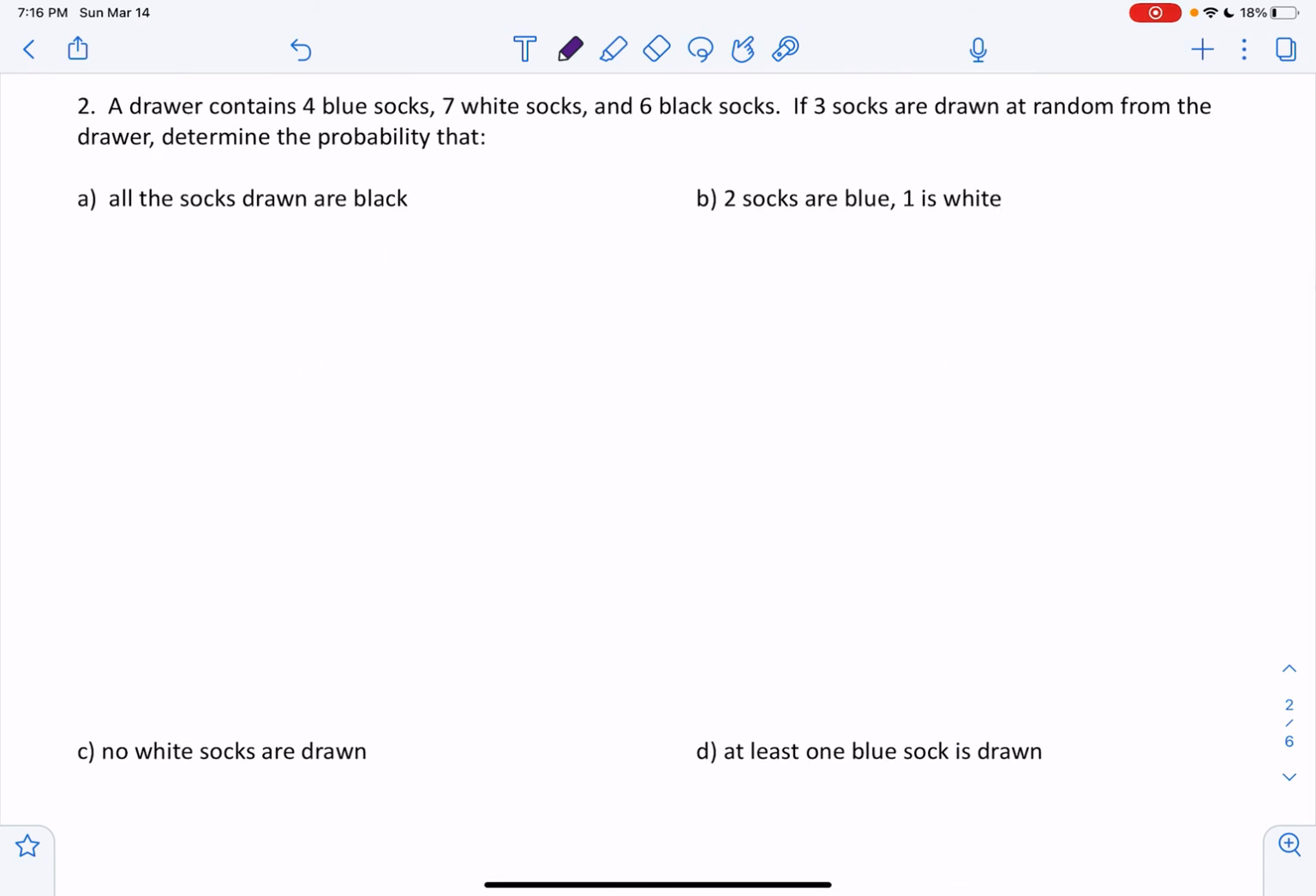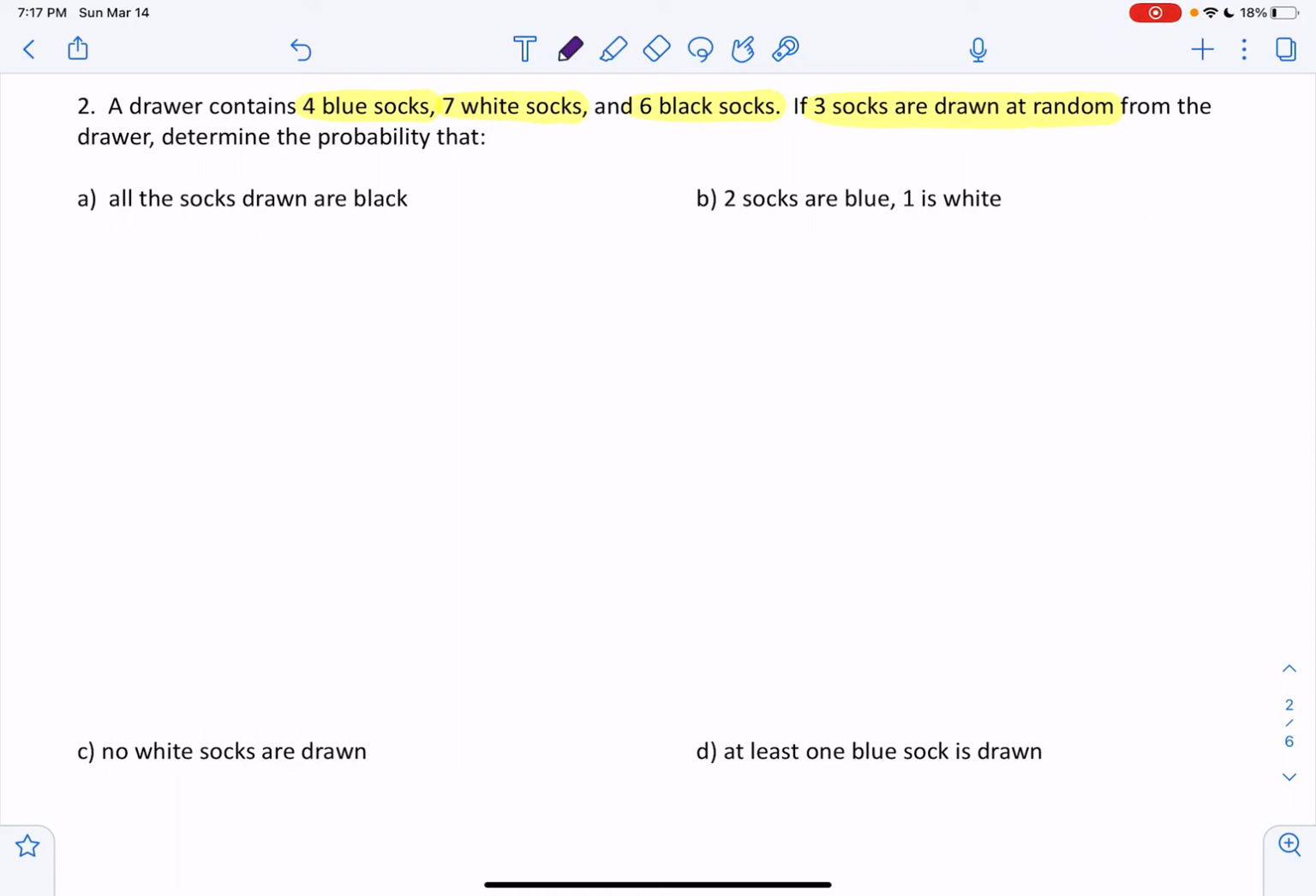So here's our situation. A drawer contains 4 blue socks, 7 white socks, and 6 black socks. We're going to draw 3 socks at random from the drawer. So to start, you think to yourself, does order matter here? Because I'm reaching my hand in and just grabbing 3, the order in which the socks are in my hand doesn't matter, because I'm just looking at a group of socks. So that means we can use combinations here.